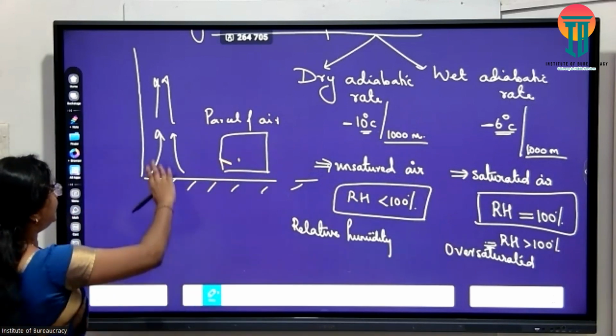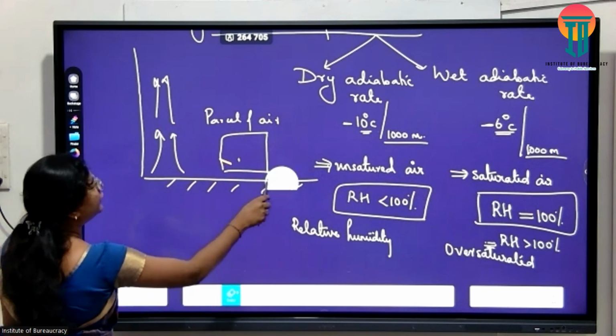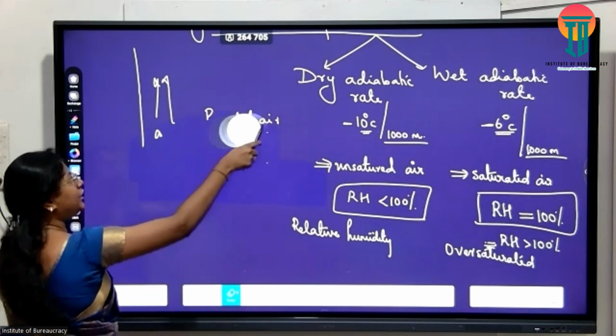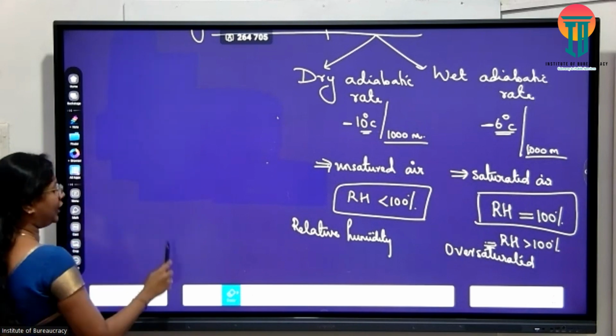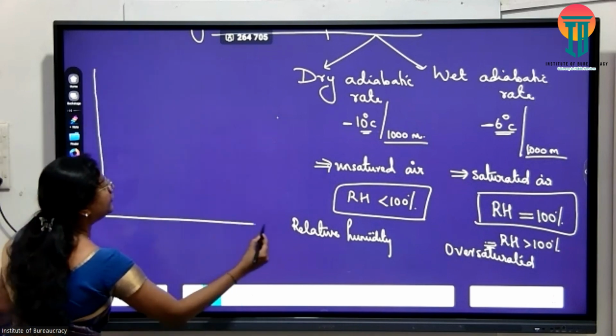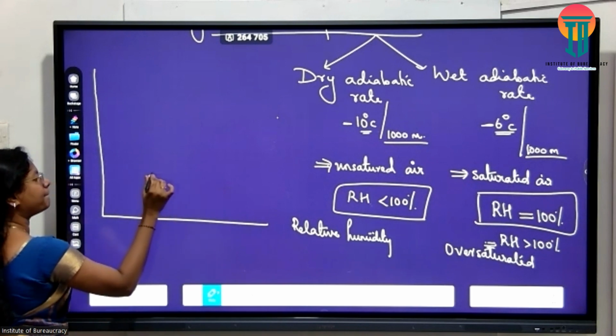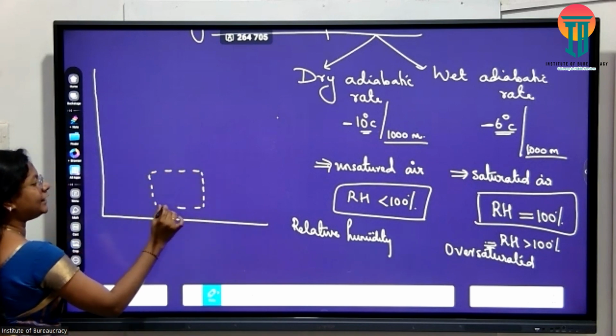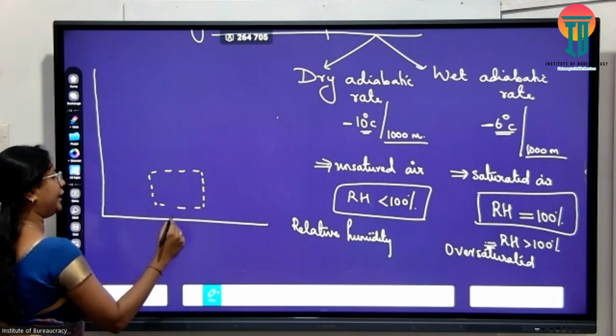For example, I'm going to give a very simple representation for the convenience of the class. It will rarely happen exactly like this. Okay, so I'm going to consider a parcel of air. Which air is this? This is unsaturated air.